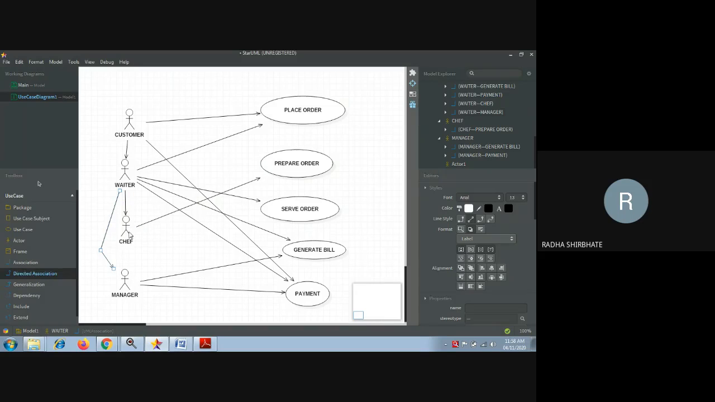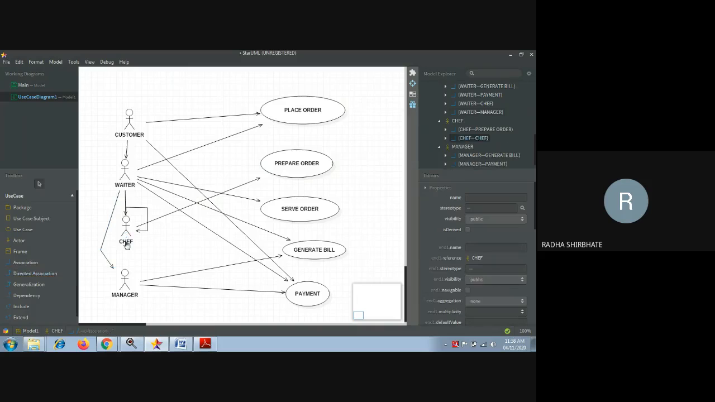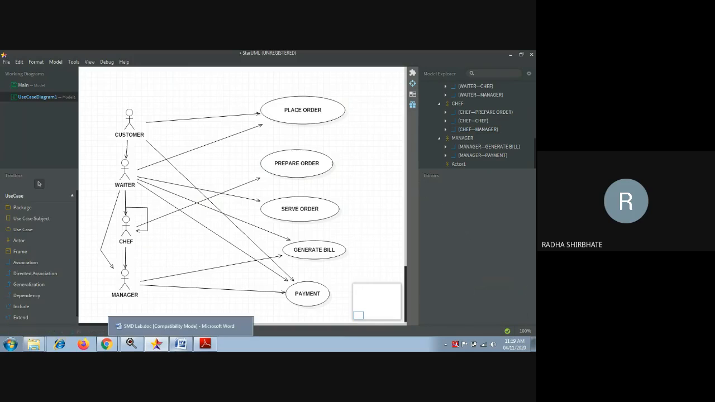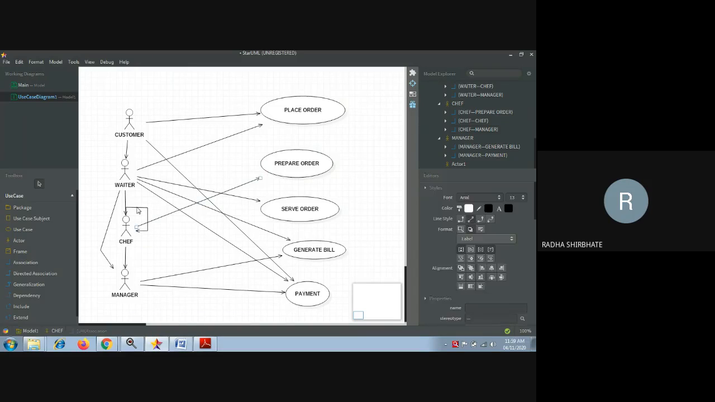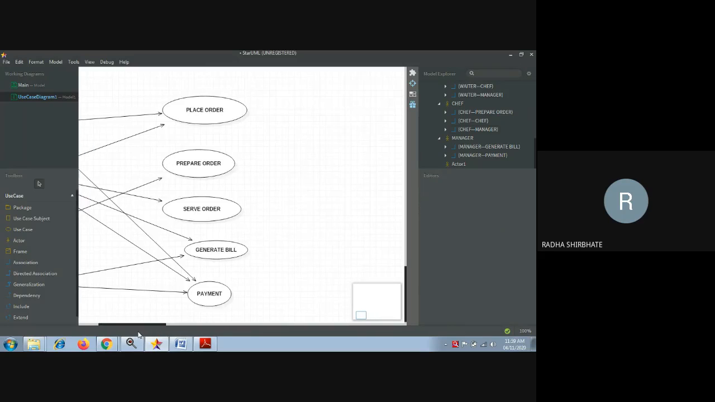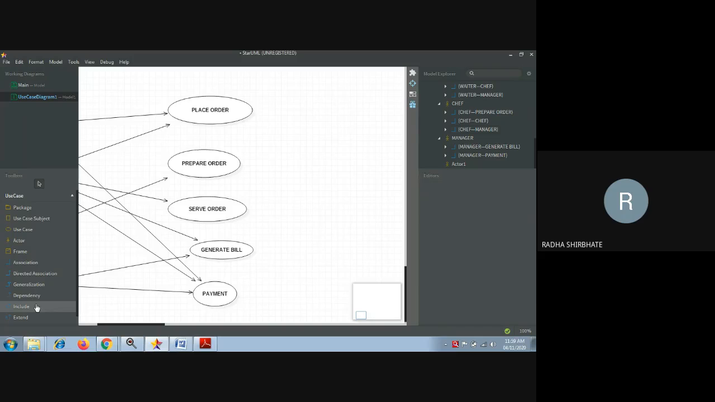Now again chef is related with your manager, because he has to specify what kind of food he prepares for which table number. So this is the way of representing your basic parts, that is, your basic diagrams. Clear? Now let us see the next part. We specified that inclusion and extension with two different use cases will be part of your system.